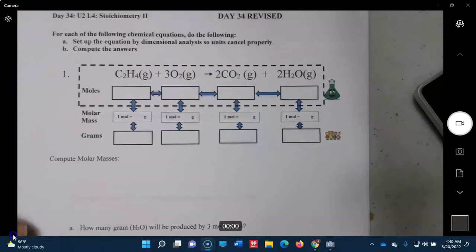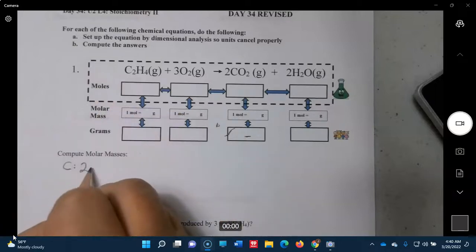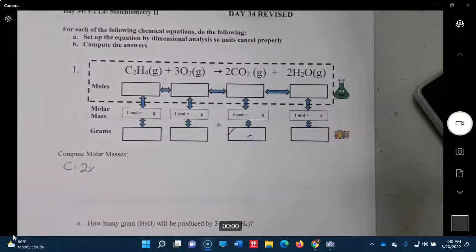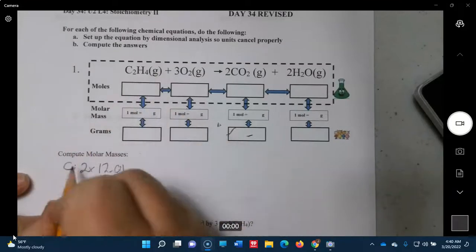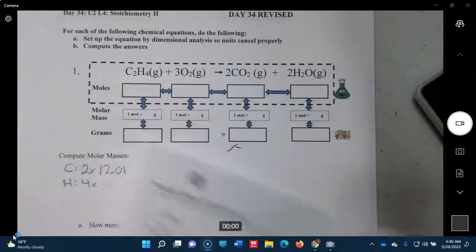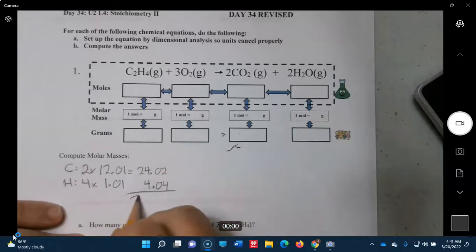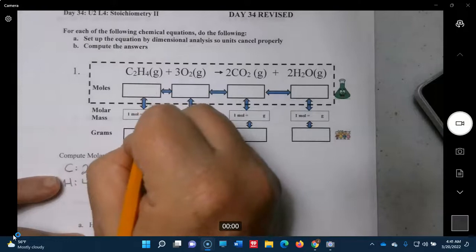The first thing you do is compute the molar mass as if they're not given to you. I will go ahead and do one of them. We have 2 carbon right here. From the periodic table, carbon is 12.01. And 4 hydrogen, and from the periodic table, the atomic or molar mass is 1.01. When we add those, we get 28.06, and that's grams. So we can put that right here. I don't leave a lot of space there, so you can just put it up here.